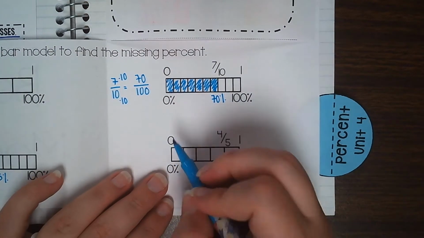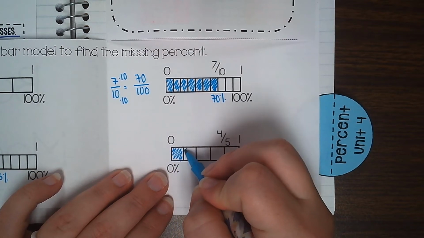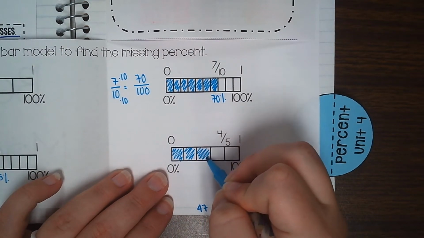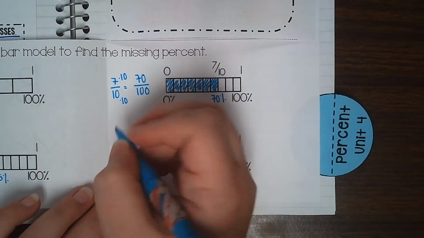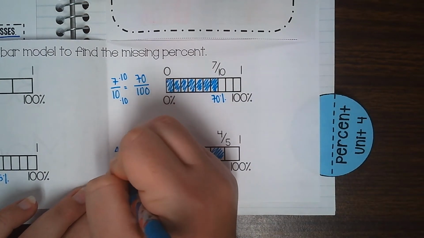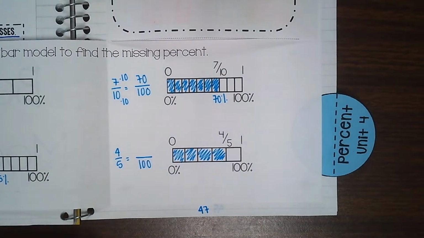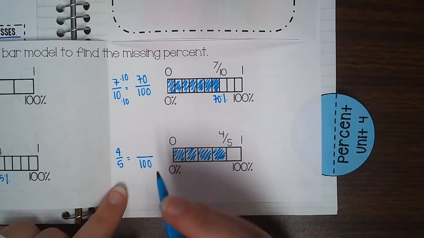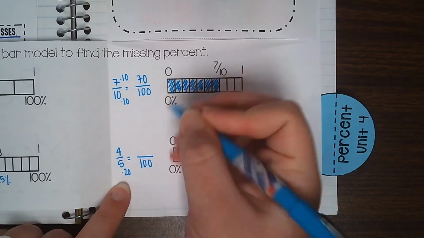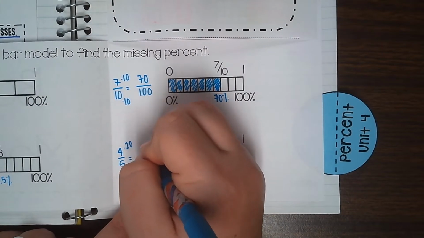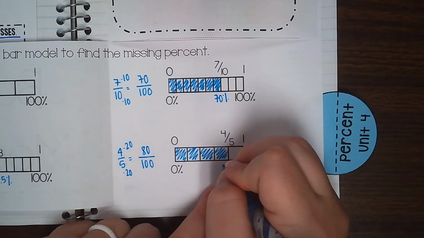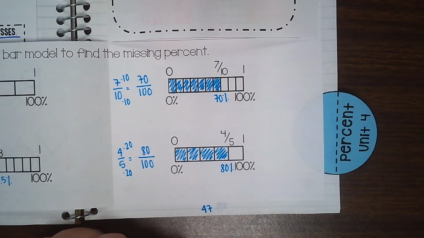And last on this page, we've got 4/5. 1, 2, 3, 4. 4 out of 5 equals how many out of 100? To get from 5 to 100, we multiply by 20. So we also multiply 4 by 20. That gives us 80 out of 100, which is 80%. All right.